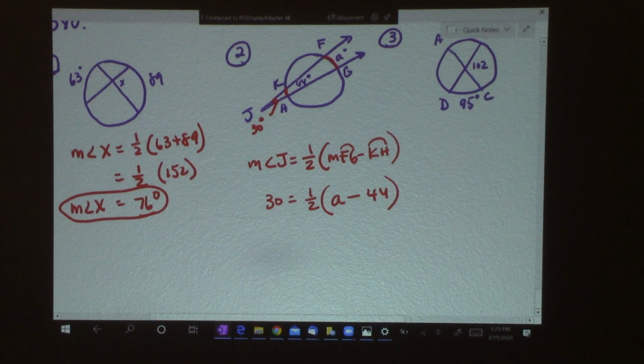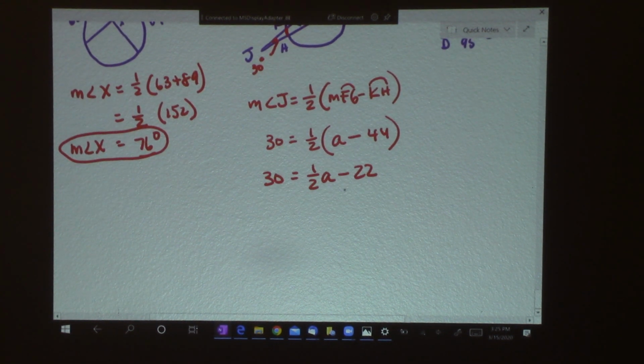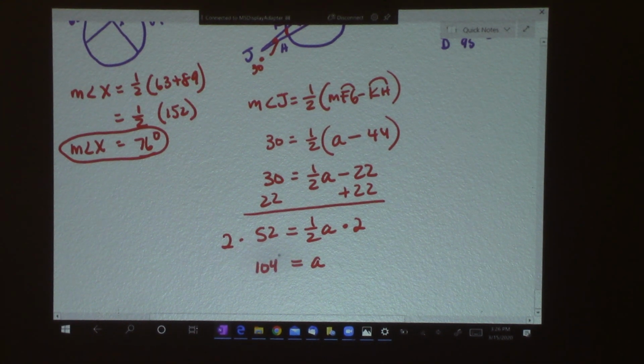So once I can put those numbers and letters in the correct place, I just solve them like a regular algebra problem. So let's do that. I'm going to distribute the 1/2, and half of 44 is 22. And I'm going to keep solving for A. So I'm going to add 22. And I get 1/2 A equals 52. I multiply by 2 on both sides, and I get A equals 104.